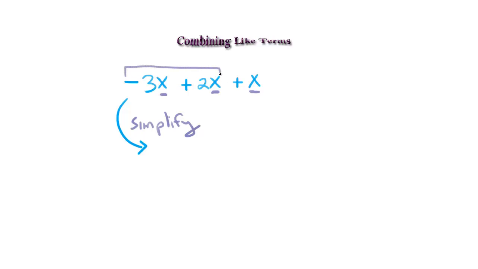So this here is negative 1x, and then you have your plus x here, or plus 1x, so that's just equal to 0x, or just 0. Okay, so the simplified expression, right, is just 0x, or just 0.